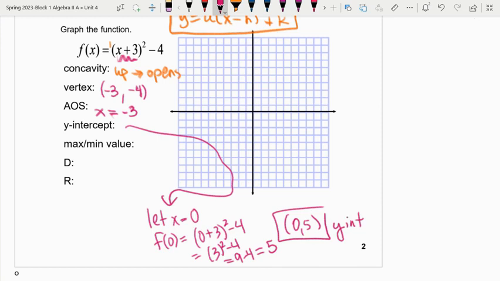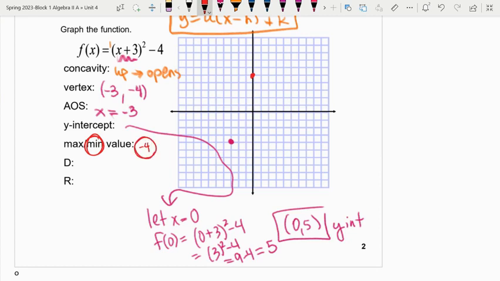My maximum or minimum value. So let's graph a point here anyway. Let's go back 3, down 4: 1, 2, 3, 4. The y-intercept is (0, 5). So we can see, we know this thing is opening up, so my minimum value is the y value of the vertex. So it is negative 4.